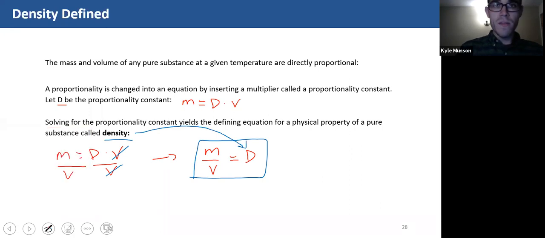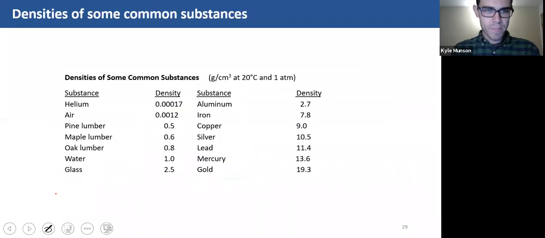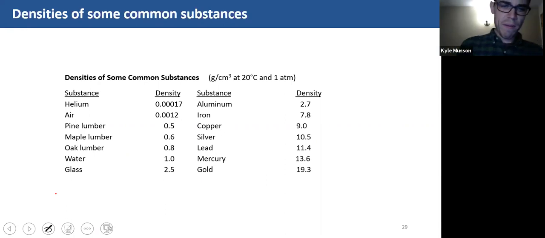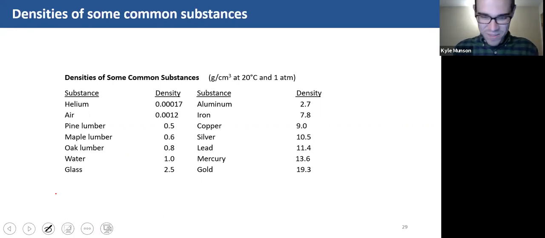Okay, so let's do an example together. No, I lied. Here's a table of the densities of some common substances, just for reference. Just know a few of these densities, and it kind of gives you an idea if you were curious. So moving on from there now, we're going to use one of these densities in the following example.